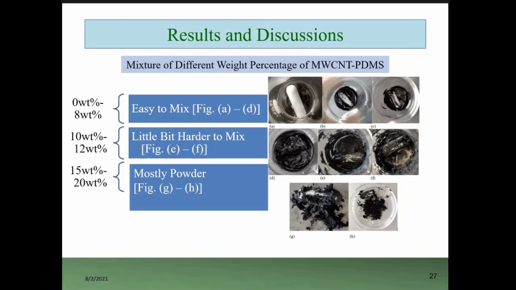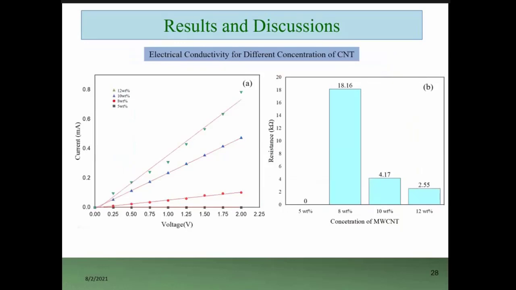Now, in case of electrical characterization, the IV characteristics curve for different concentrations of MWCNT PDMS was generated, and it was found that in case of 5 weight percentage of MWCNT, no conductivity was found and the resistance was 0. But when the concentration of the carbon nanotube was increased in PDMS, for example, at 8 weight percentage, a little conductivity was found inside the film, and the resistance in that case was around 18.16 kilo ohm.